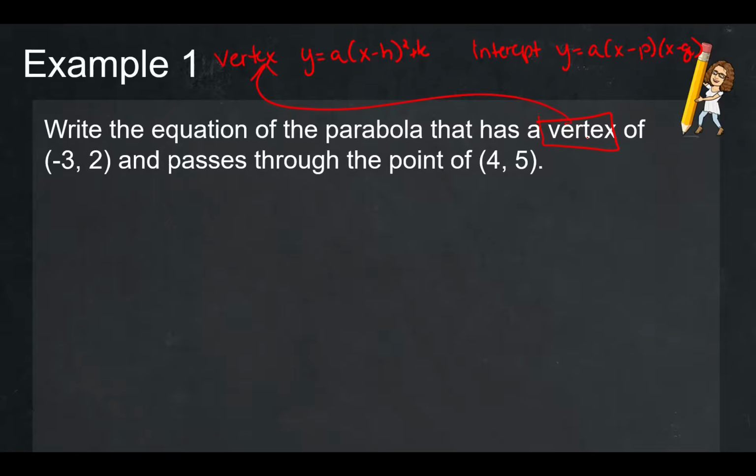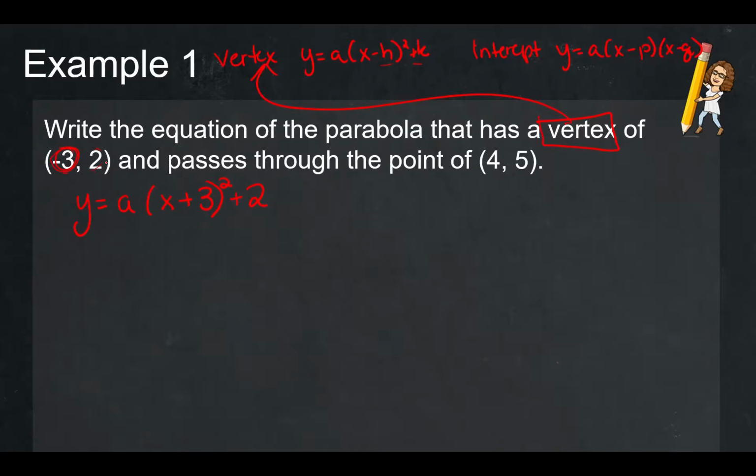So what we're going to do is plug in the vertex. That is our h and our k. My vertex is negative 3, 2. This negative 3 is the x value, so I'm going to put it with the x, and the 2 is the y value, so I'm going to put it with the k. So my vertex form is going to look something like this: y equals a(x plus 3) squared, because remember, this is left 3, so it's the opposite of what we see, and then plus 2, because I would go up 2 to get to that dot.